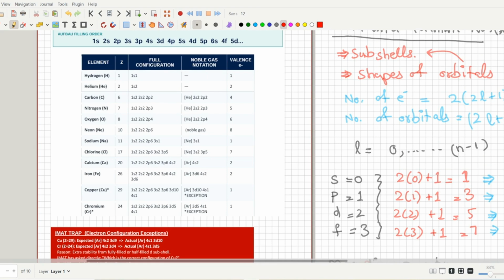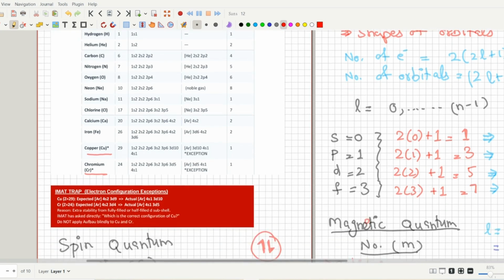The first is copper and the second is chromium. They are really big exceptions here. And in chemistry, exceptions are the worst enemies and the best questions for this kind of exam. So the trap here is that copper has 29 electrons. So the electronic configuration should be like 1s2, 2s2, 2p6, 3s2, 3p6, 3d10 and 4s1, right?